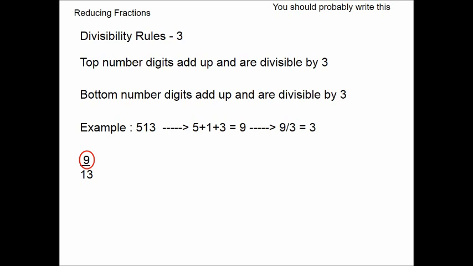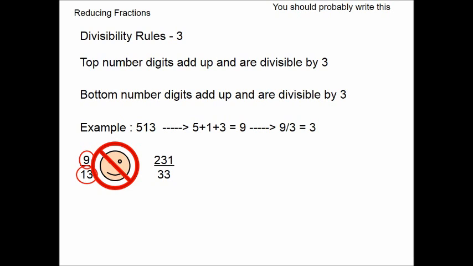So 9 is divisible by 3. However, 1 plus 3 equals 4. So 4 is not divisible by 3. Therefore, this is not divisible by 3. It's not ending, it's adding up. And again, this is where it gets kind of hard, so we'll talk about this more in class.